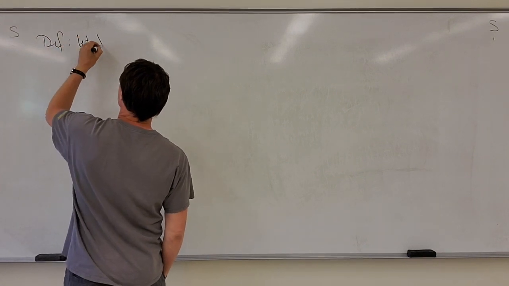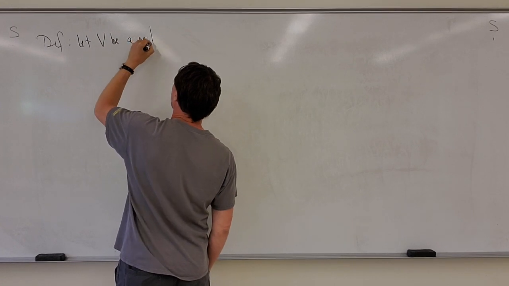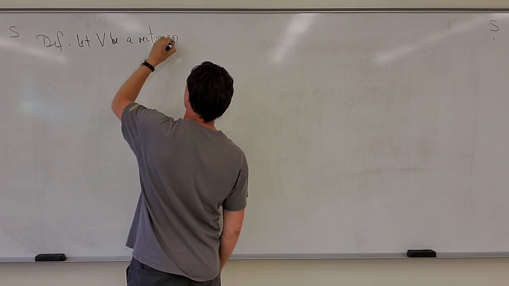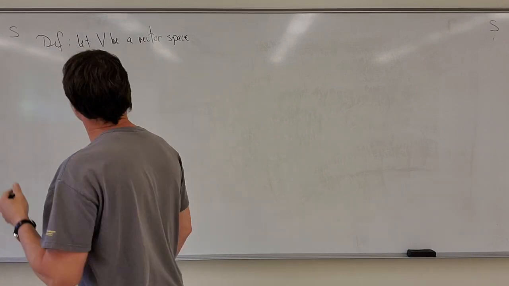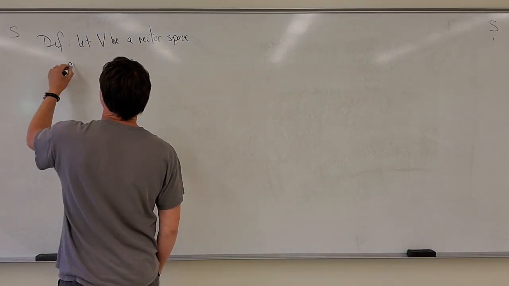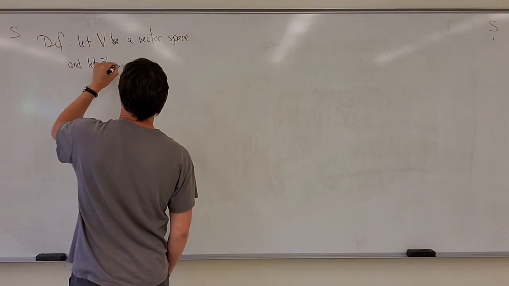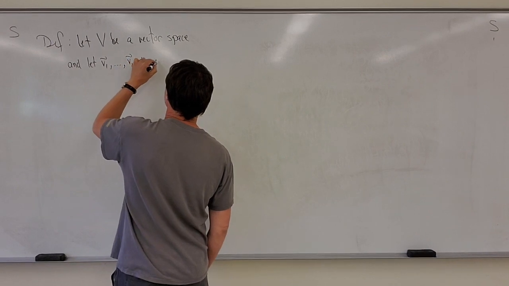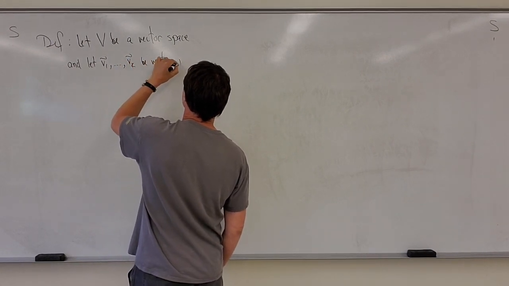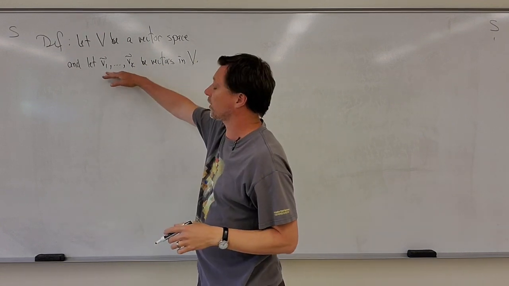So let's let V be a vector space. And then I need some vectors, so let's call them V1, let's say, and let V1 up through V sub k be vectors in V, right? So we start with a vector space, and then we've chosen these vectors right here.